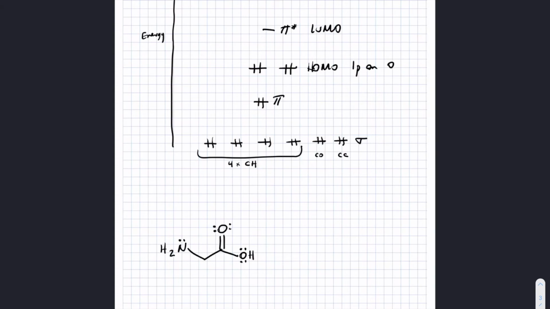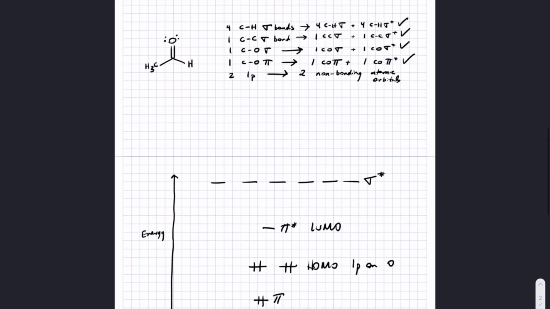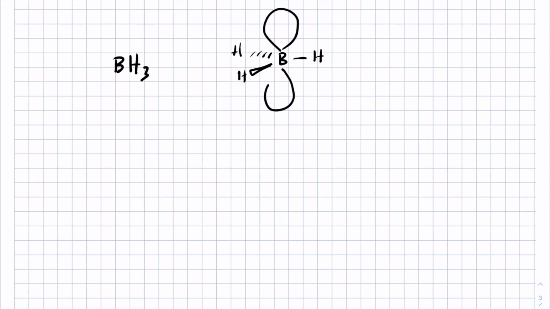Now, what about the LUMO? Well, let's go back to that example that I showed you from the slide, BH3, where we learned that the LUMO was an empty p orbital. How did we know that was the case? Well, you have to reason through it this way. First, in BH3, you have 3 boron hydrogen sigma bonds, and so that means you're going to also need 3 boron hydrogen sigma star orbitals.